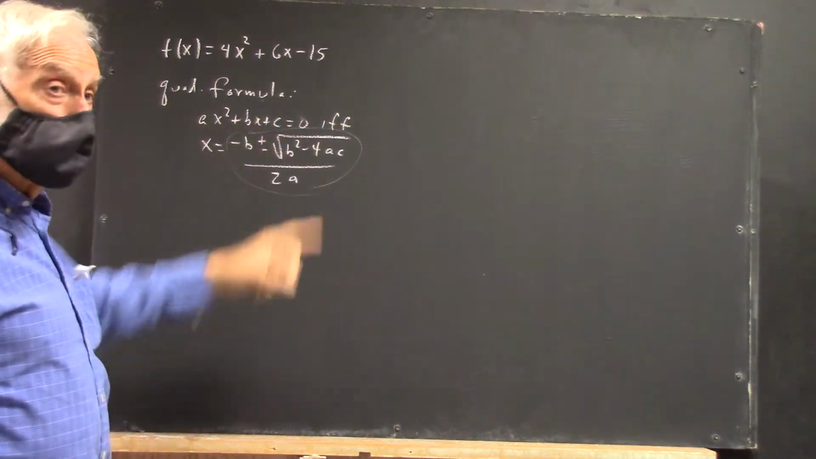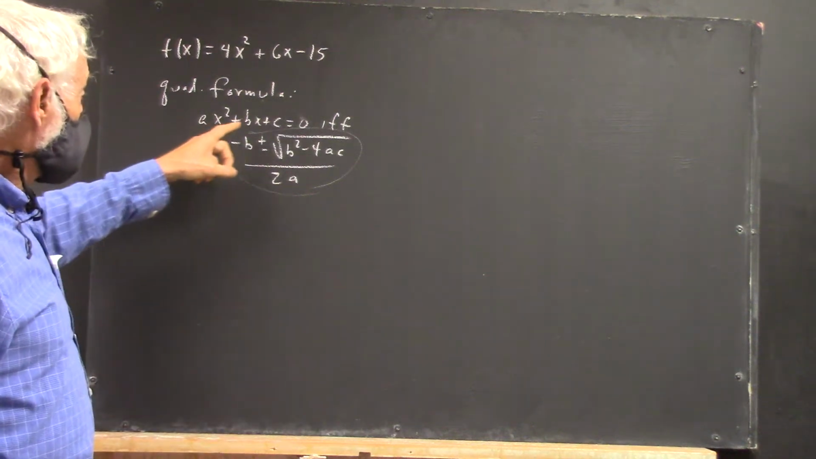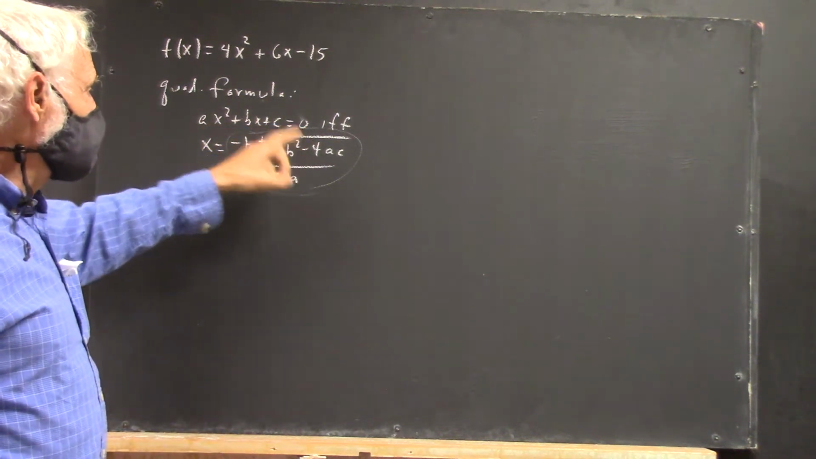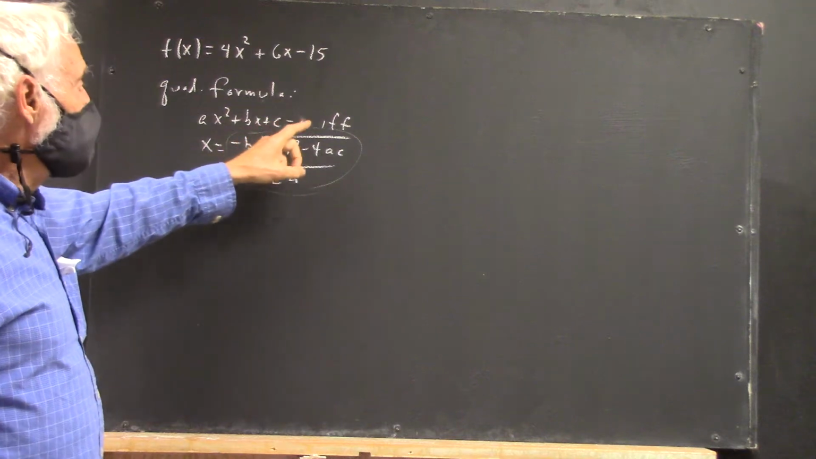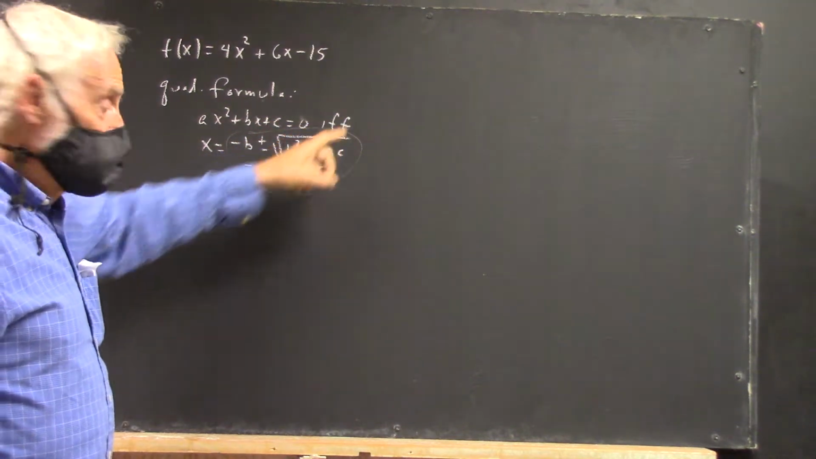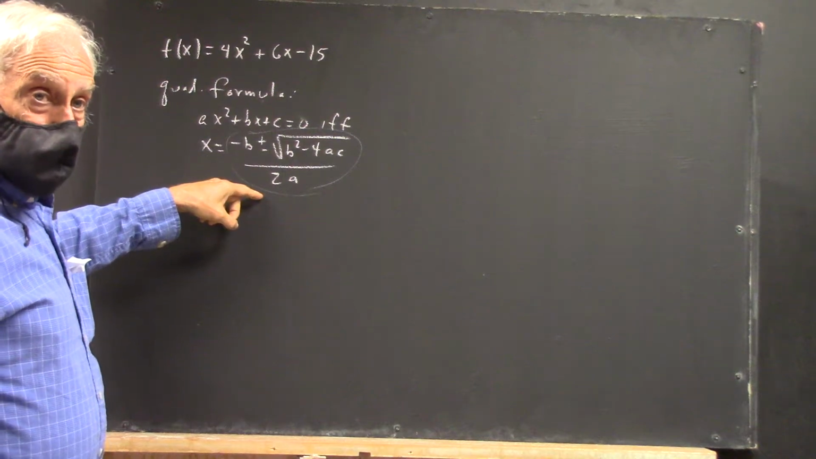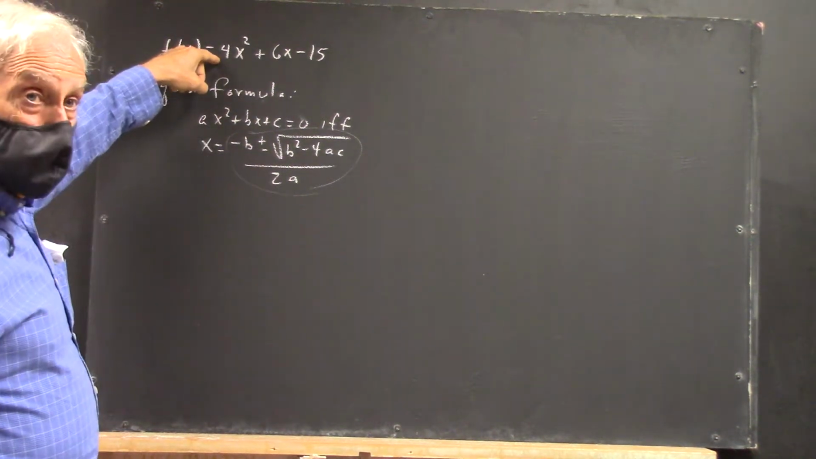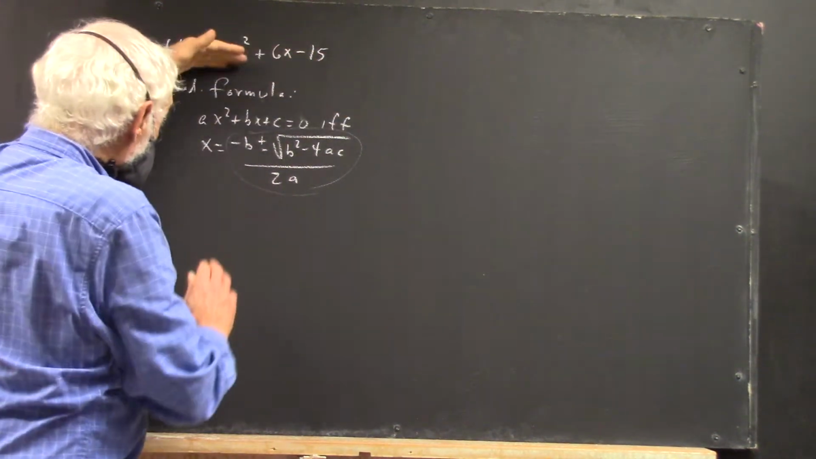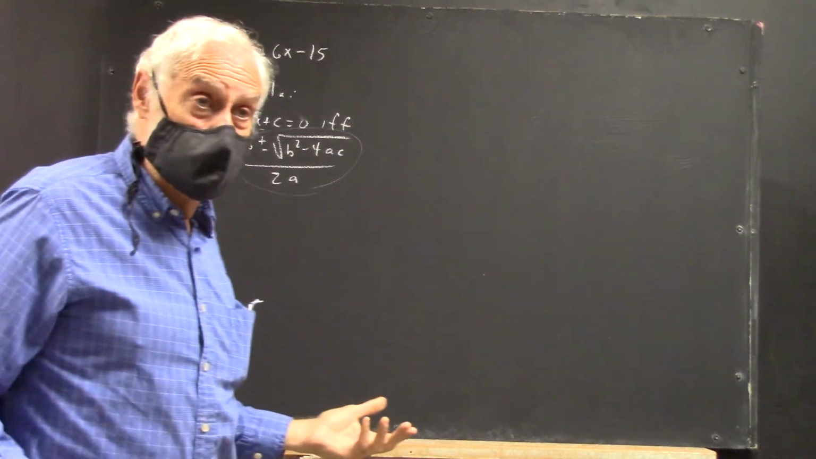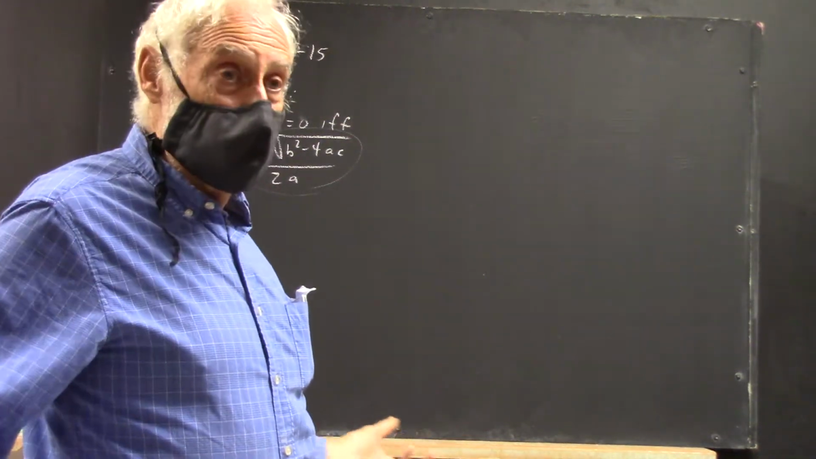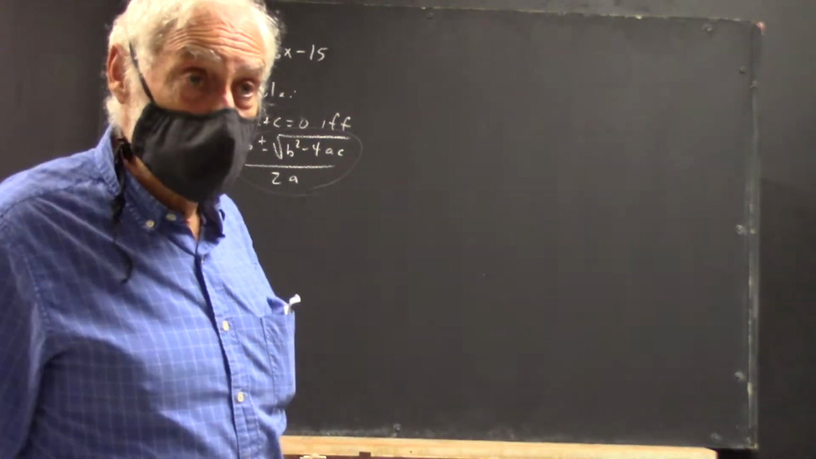And the way I stated it is that ax squared plus bx plus c equals 0 if and only if x is one of these two values. Now that tells you something about the function. This by itself, if you don't know the rest of it, doesn't tell you anything. You certainly know how to plug in and evaluate, and everybody's doing that well.